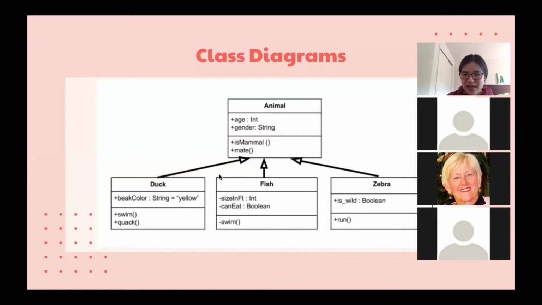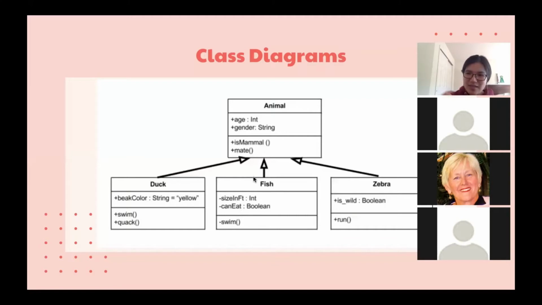Now you'll notice that we have these 3 other classes at the bottom, and they all have arrows pointing to animal. What these arrows mean is that these classes at the bottom are inheriting from animal. So basically, fish can have its own properties and its own methods, but also inherits from animal. So it inherits these behaviors and this information from animal.